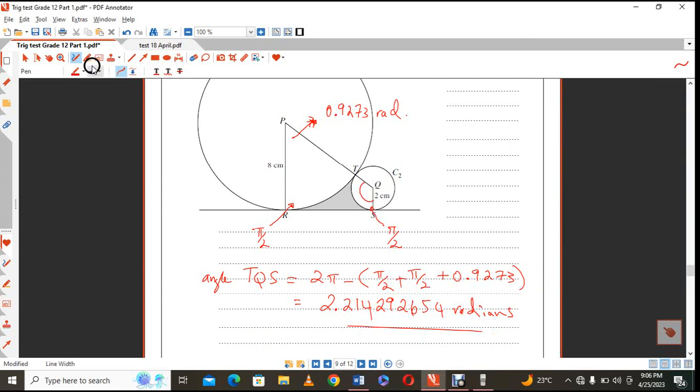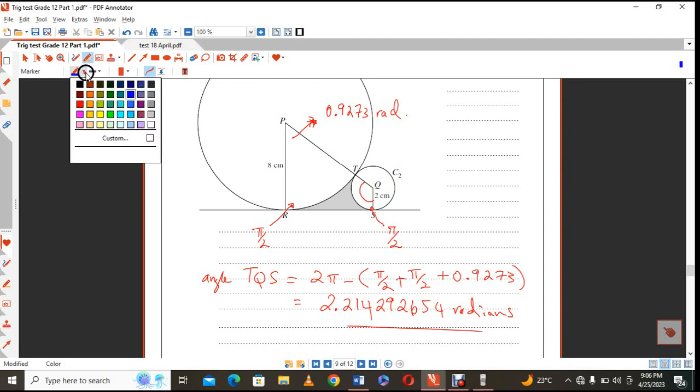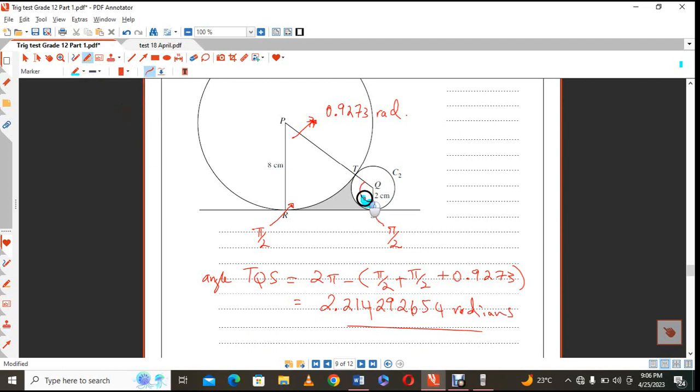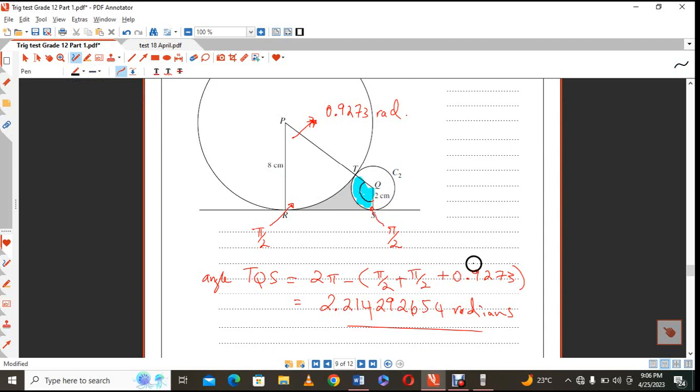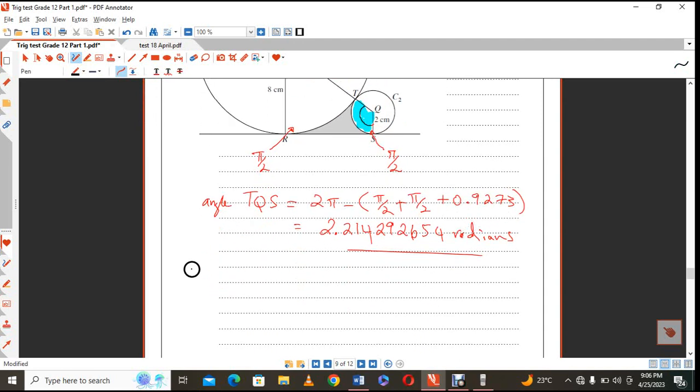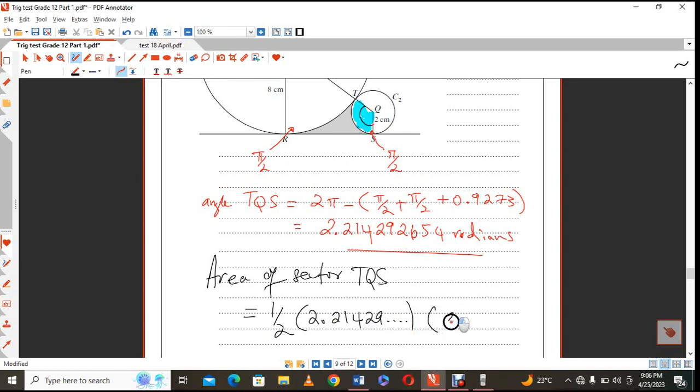Now, in order for me to find the area of that sector, I'll have to use my formula again, like what I did the first time. So the area of sector TQS is a half times the angle 2.21429 and so on, times the radius 2 squared. That's going to give me the area of that sector.